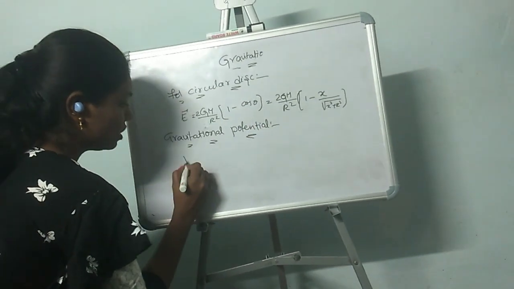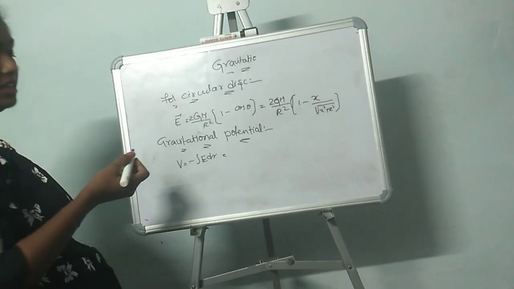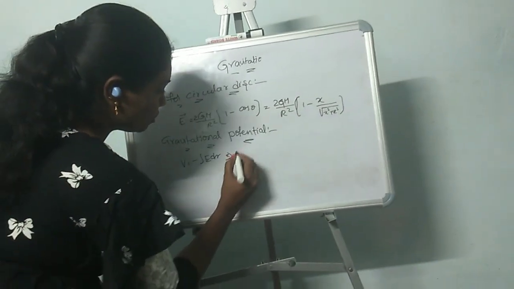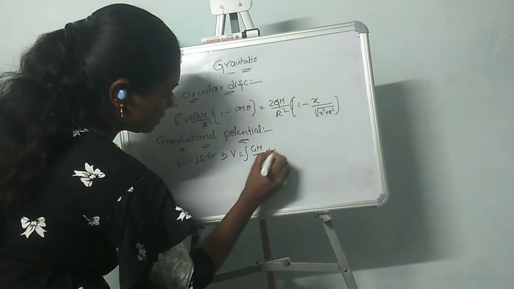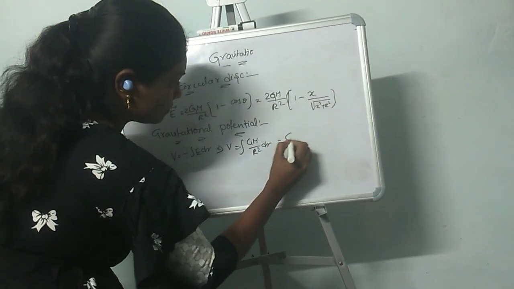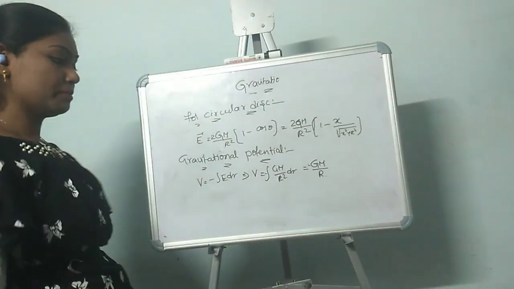We just have V equal to minus integral E dr. Then we get the potential easily. So we have V equal to integral of Gm by R square into dr, that equals Gm by R minus Gm by R.